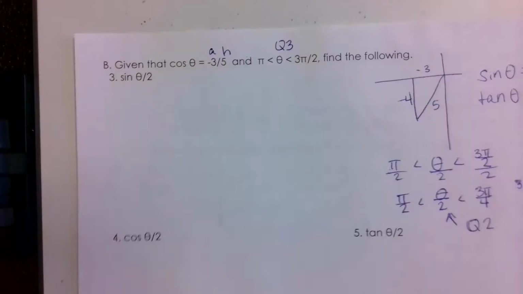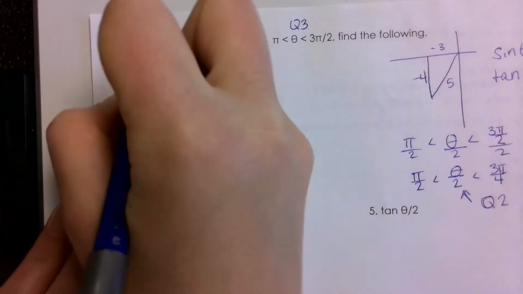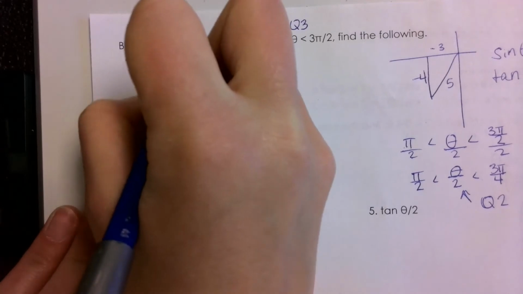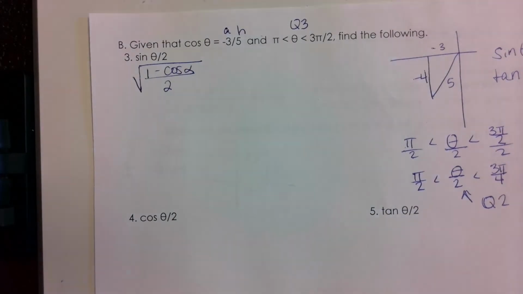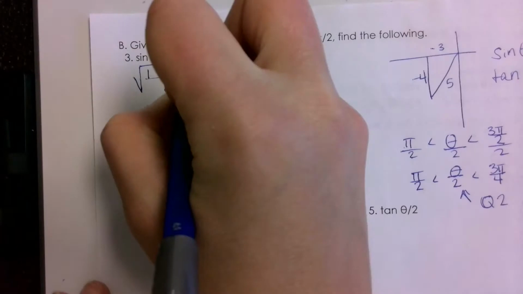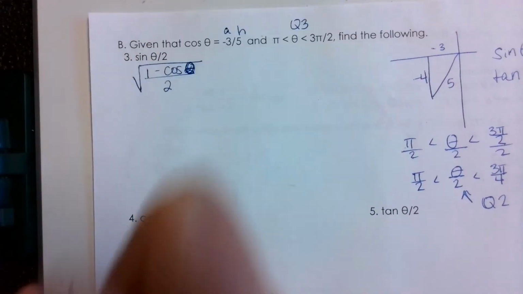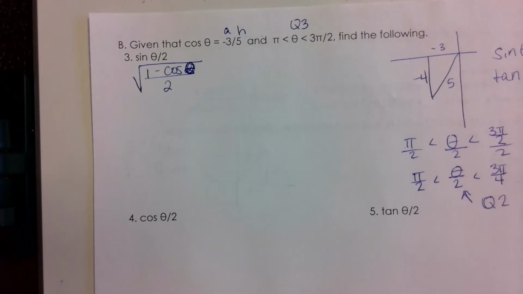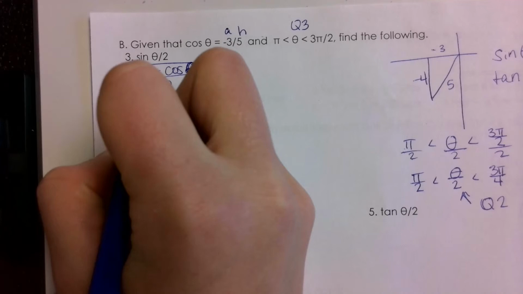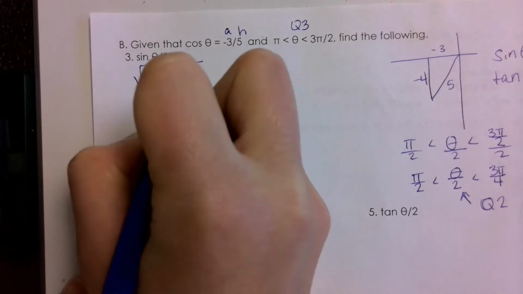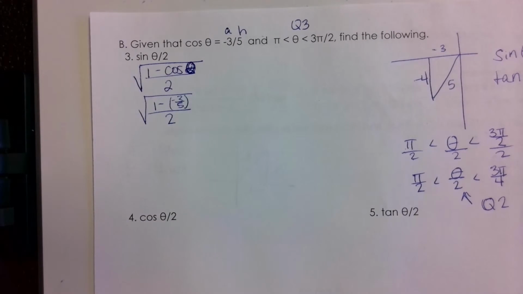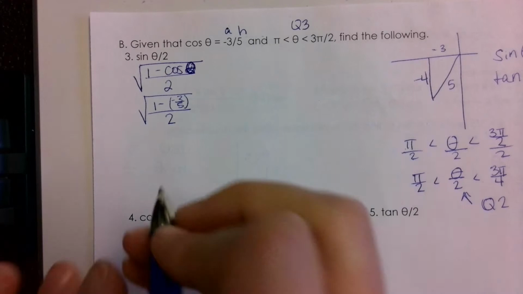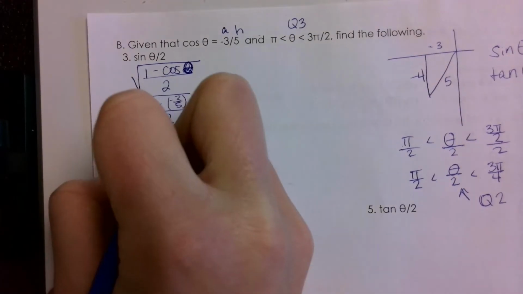So we'll have square root of 1 minus cosine of alpha over 2. Or really instead of alpha, we should have a theta there. I'll write theta there, since theta was all of our stuff. So what was cosine of theta? Negative 3 over 5, all over 2. So when we do 1 minus negative 3 over 5, we get 8 over 5. And that's all over 2.